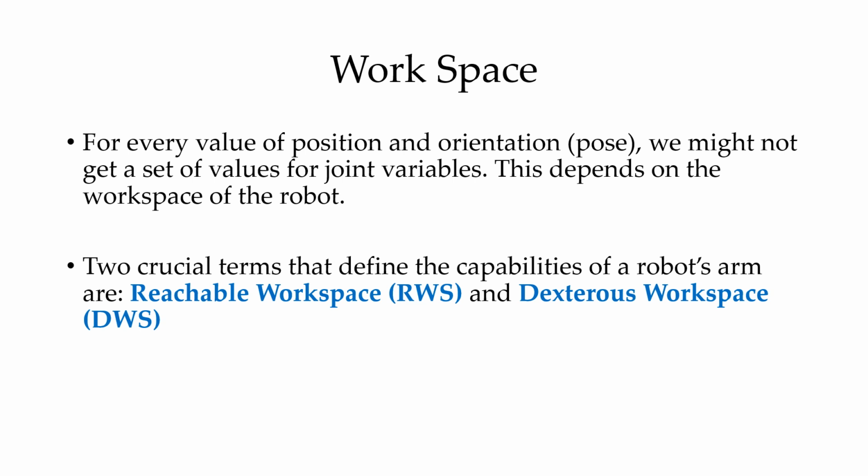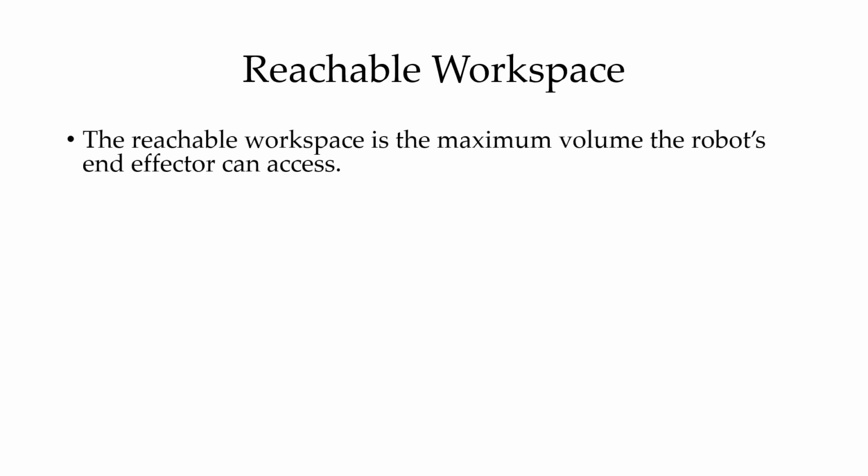The two crucial terms that define the capabilities of a robot's arm are reachable workspace and dexterous workspace. First let's see what reachable workspace is. The reachable workspace is the maximum volume that a robot's end effector can access. That is what we call reachable workspace.